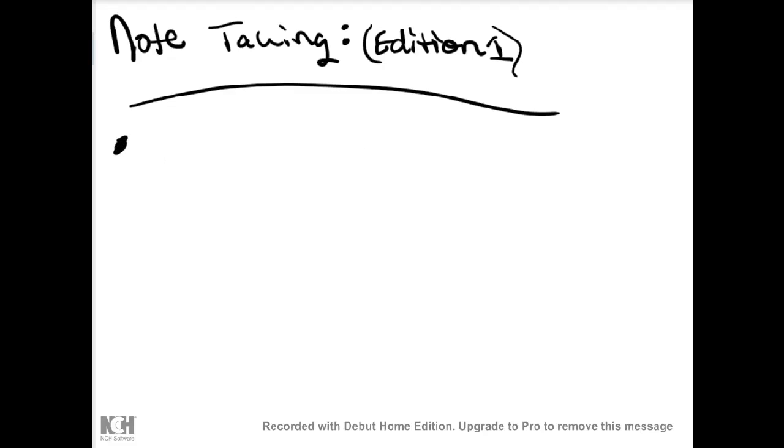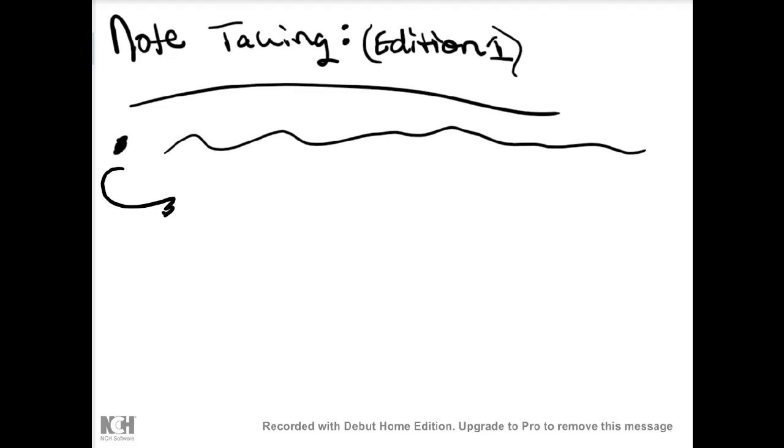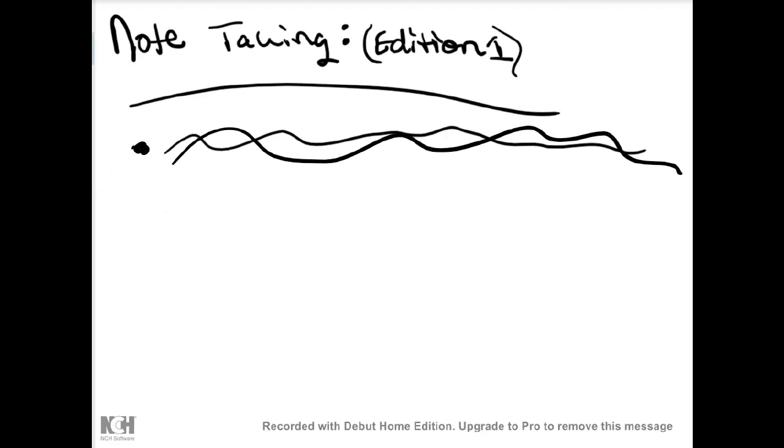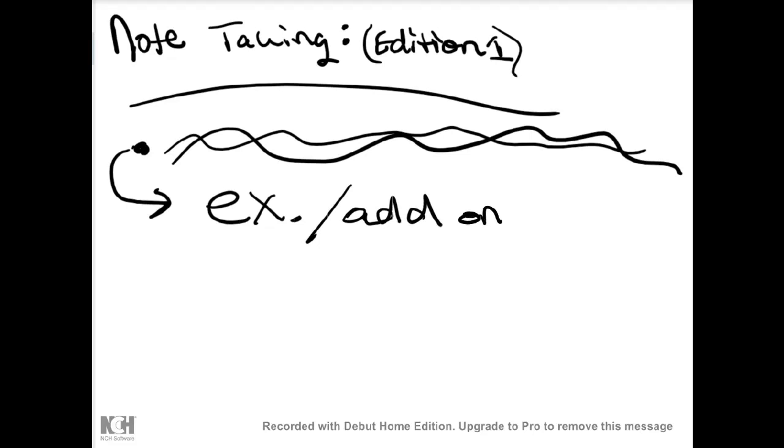So if I'm taking a big strand of notes and the teacher's talking and I'm writing something up here, and that's the main point of it, but then the teacher gives examples next or adds on to it, then down below I draw an arrow from the bullet point, and then I provide the examples or add-ons down below. So that's a strategy that you can use.